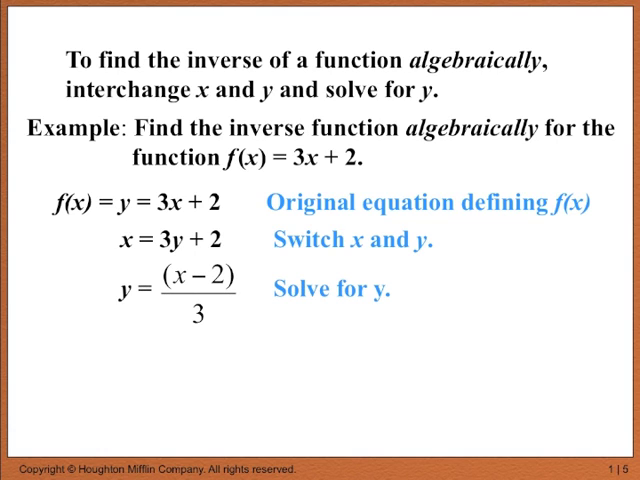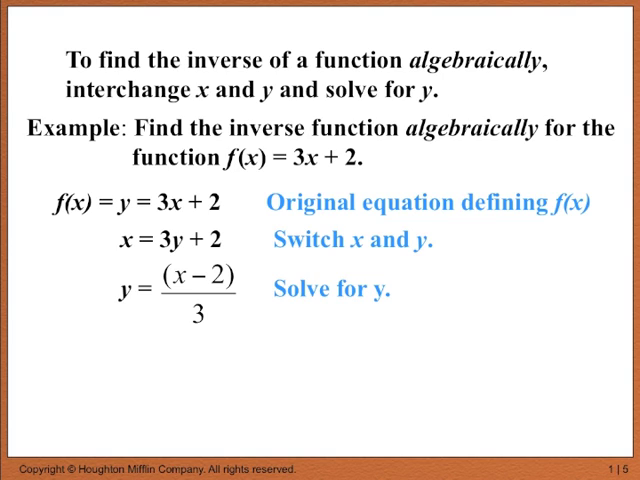Then what you do is you solve for y. If you want to get y by itself, you subtract 2 from each side, and then you have x minus 2 equals 3y, and then you divide by 3 to get rid of the 3, and you end up with y equals (x minus 2) over 3.